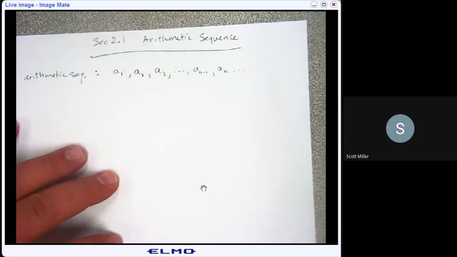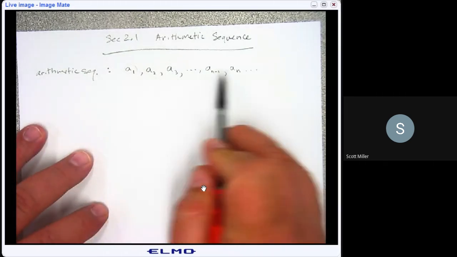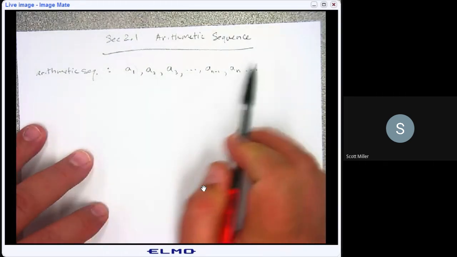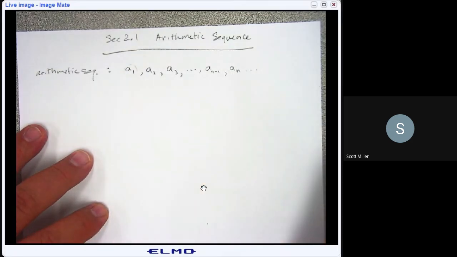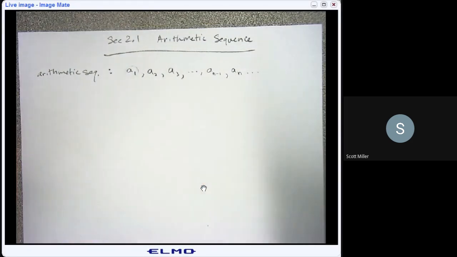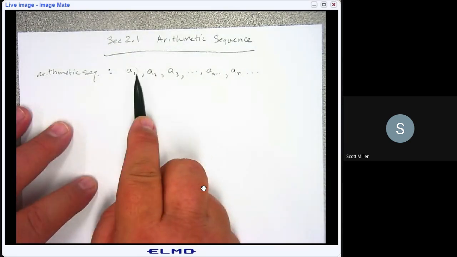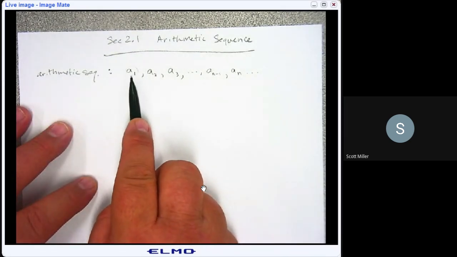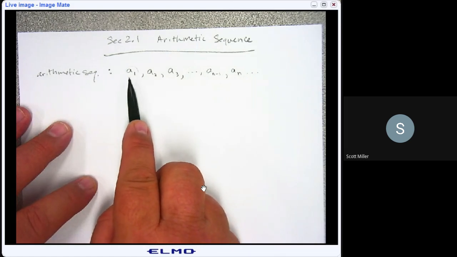Look at arithmetic sequence. An arithmetic sequence generically can be written in this fashion right here. They use the same letter because there are so many numbers in the sequence, they don't want to use different letters. So they choose one letter, A's, B's, whatever it is, and then they have a subscript on it.